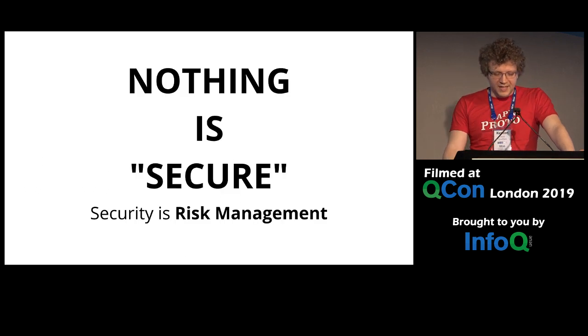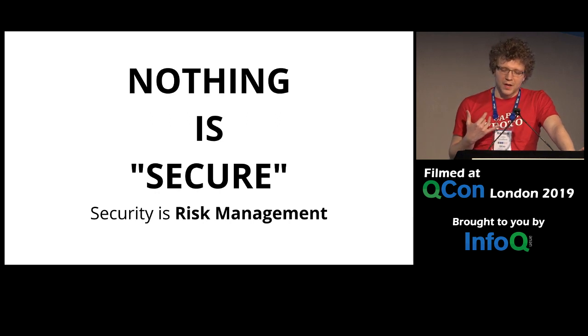Well, here's the thing. Nothing is secure. Security is not an on or off thing. Everything has bugs. Virtual machines have bugs. Kernels have bugs. Hardware has bugs. And we really need to be thinking about risk management, ways that we can account for the fact that there are going to be bugs and make sure that they have minimum impact.